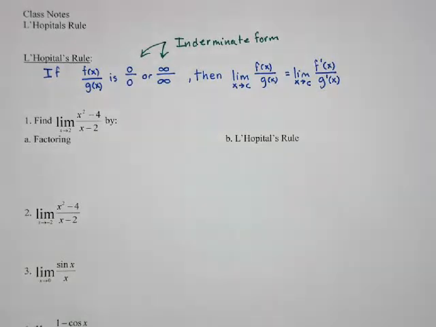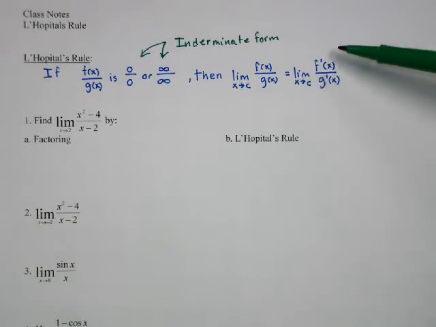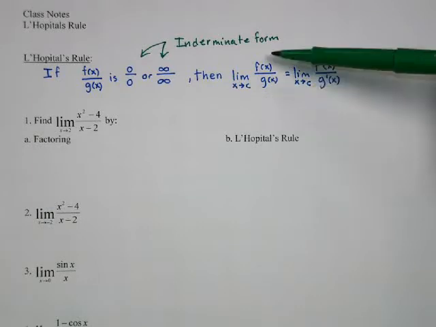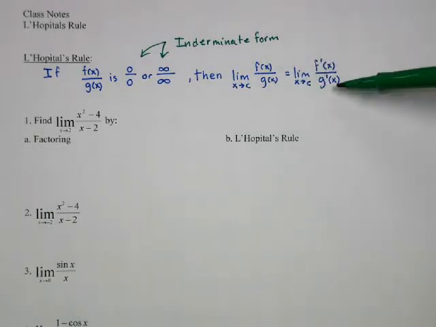Okay, so if it's 0 over 0 or infinity over infinity, then the limit as x goes to c of f over g is the limit of the derivatives. So if we get 0 over 0 for a limit, then we can take the derivative of the top function and the derivative of the bottom function and evaluate the limit there. So let's look at an example.